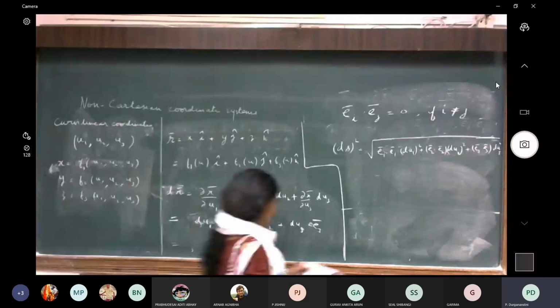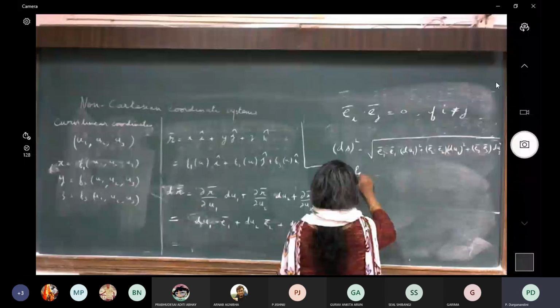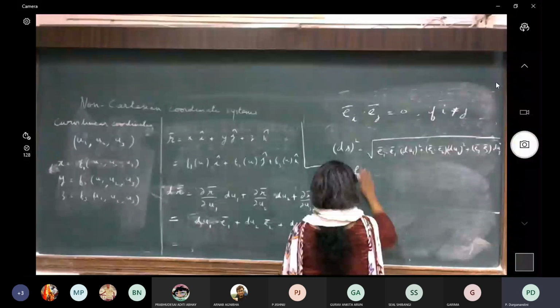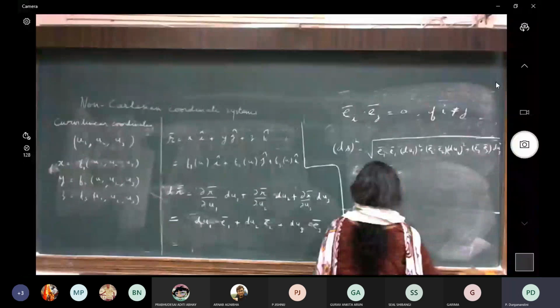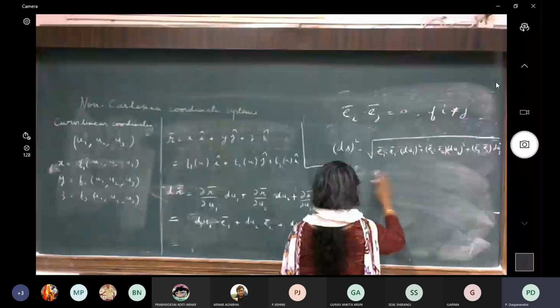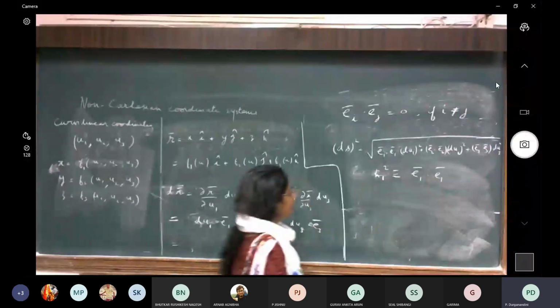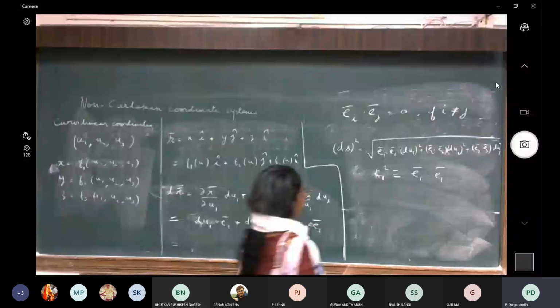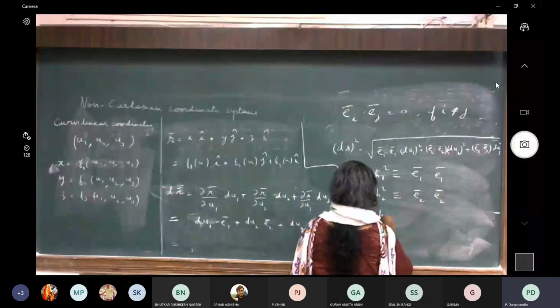Now what we will do is, let me call this E1 dot E1, and define this as h square. Now this must be a real quantity, so I will define whatever this value is. I call this h1 square as E1 dot E1. Similarly, I will define h2 square as E2 dot E2 and h3 square equal to E3 dot E3.